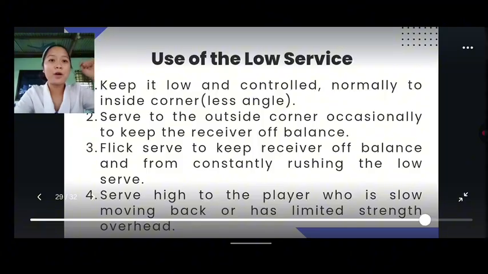So that your opponent is out of balance, you can do a lift, so that it goes upward, overhand shots, because the overhand stroke makes it hard for your opponent when they jump, so they struggle and are out of balance. So serve high to the player who is slow moving back or has limited strength overhead.